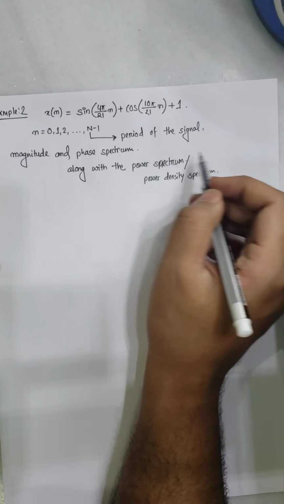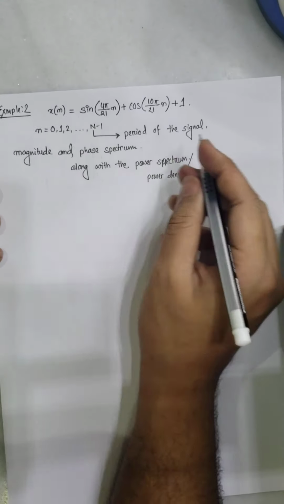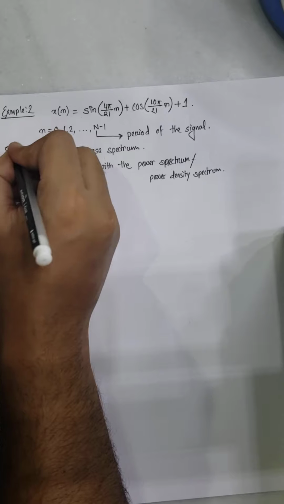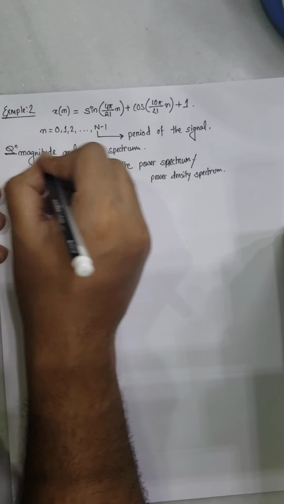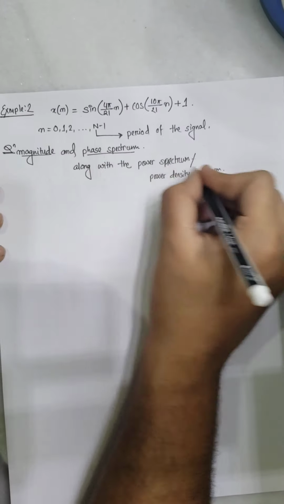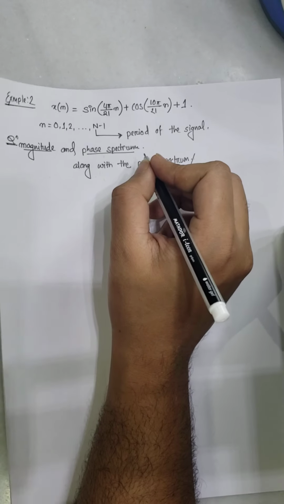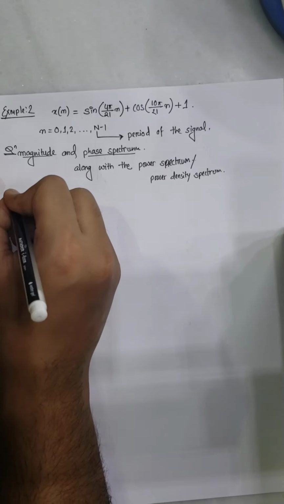Hope you have understood the problem. Quite similar to the previous one. We have to find the magnitude spectrum, the phase spectrum, and the power density spectrum of the signal. Now let's go to the solution.